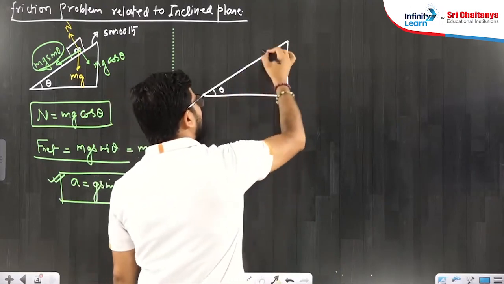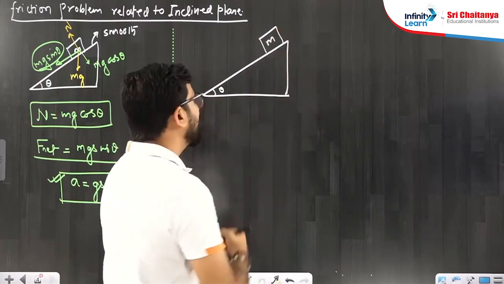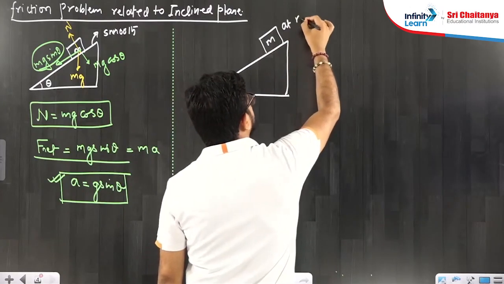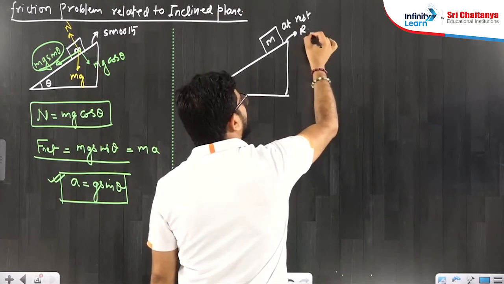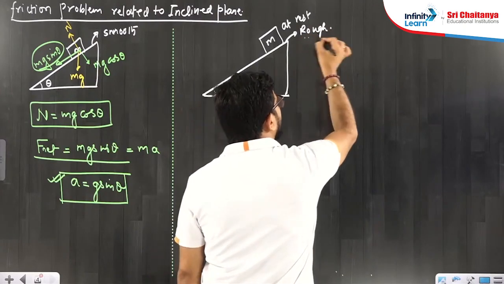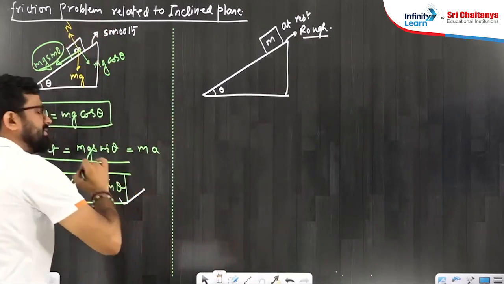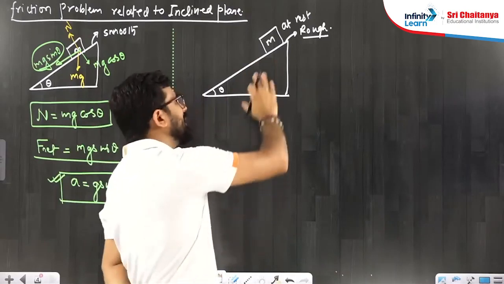On this inclined plane one block is placed. This mass is m. If I say this block is at rest, that means this surface should be rough, otherwise it cannot be at rest, because if it is smooth it will move down with the acceleration of g sin theta. But it is not moving, that means it is at rest.